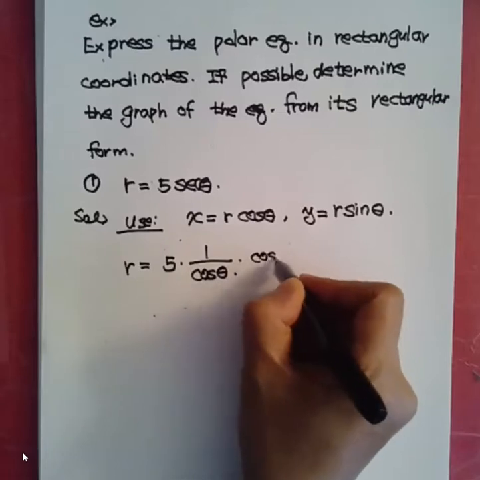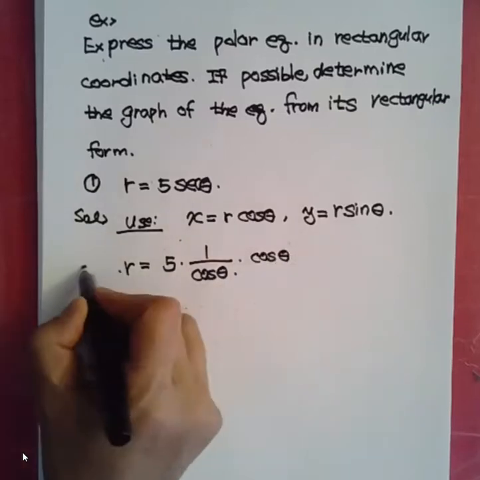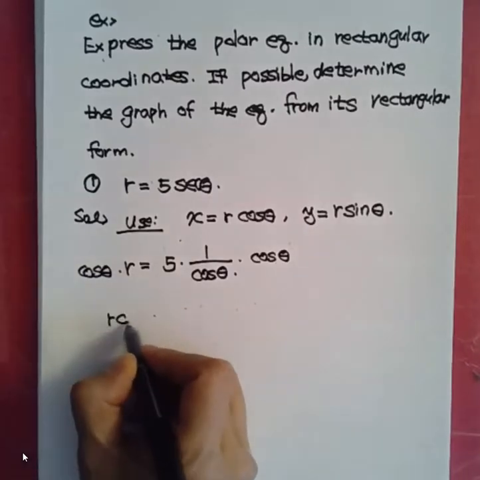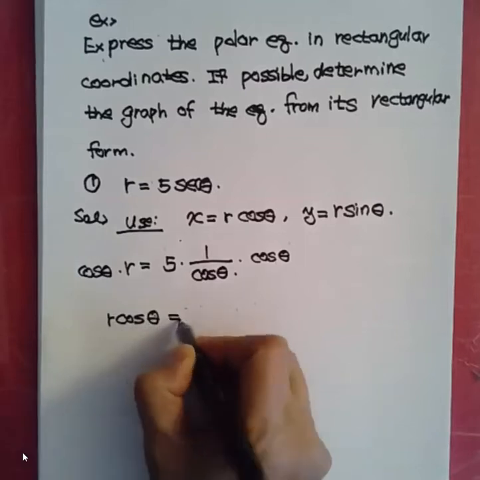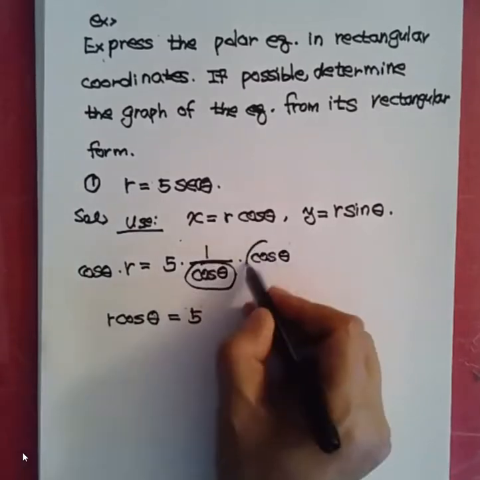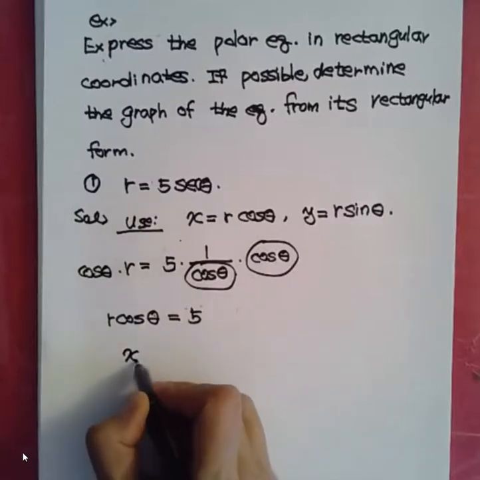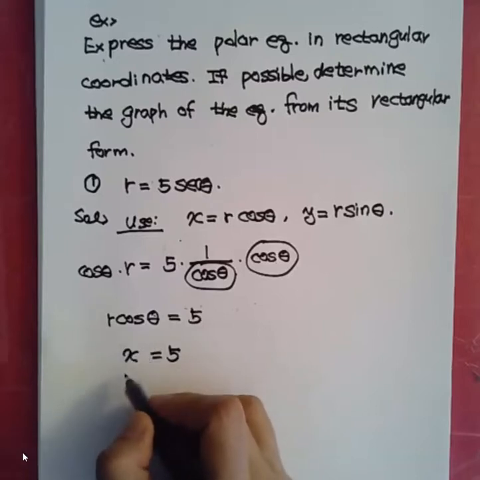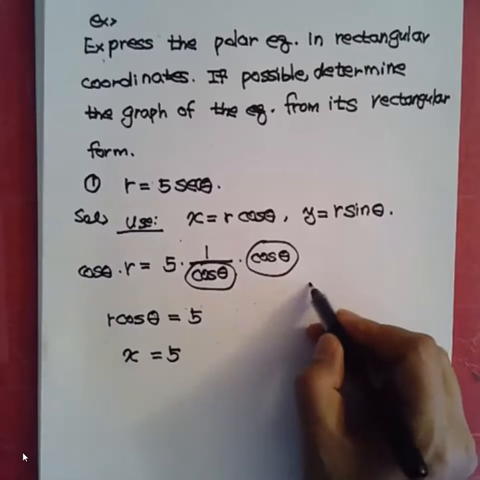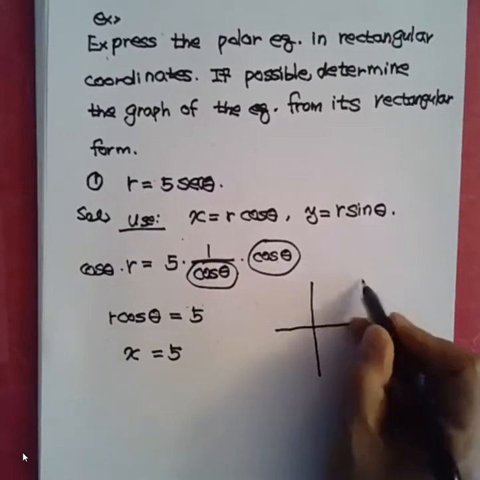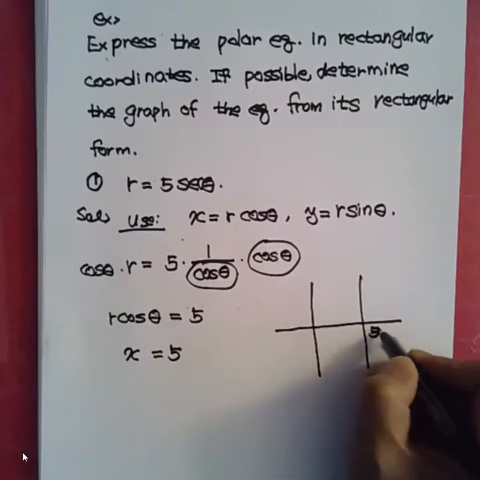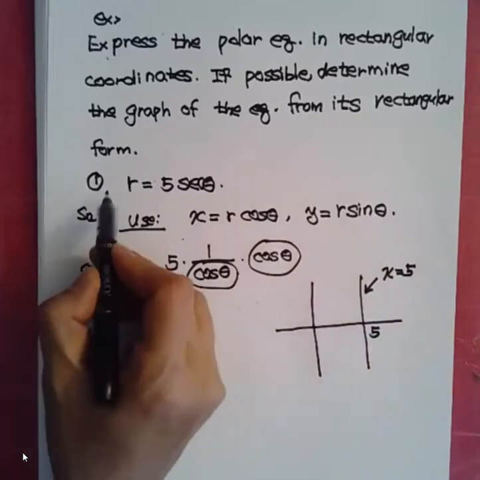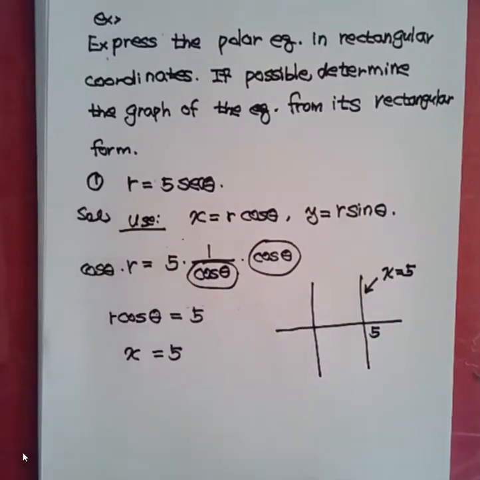Let's multiply cosine of theta on both sides. Then the left side becomes r cosine of theta, and the right side becomes 5. So r cosine of theta equals 5. The r cosine of theta equals x. So the given equation becomes x equals 5. This is x equals 5. So this equation is indeed a vertical line.